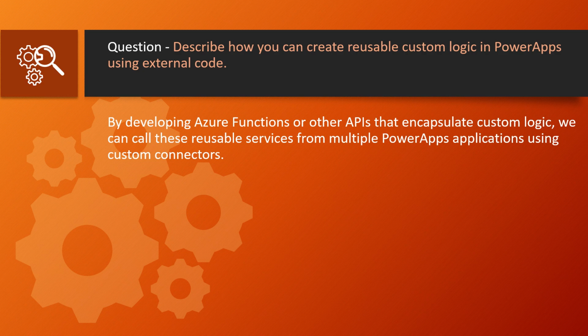Describe how you can create reusable custom logic in Power Apps with external code. For a reusable component, you need to create an Azure function or other API that will encapsulate the custom logic, and we can call the reusable services from multiple Power Apps applications by using custom connectors.